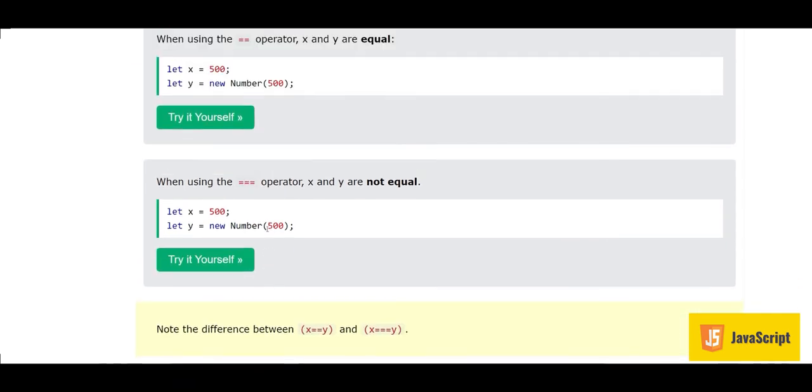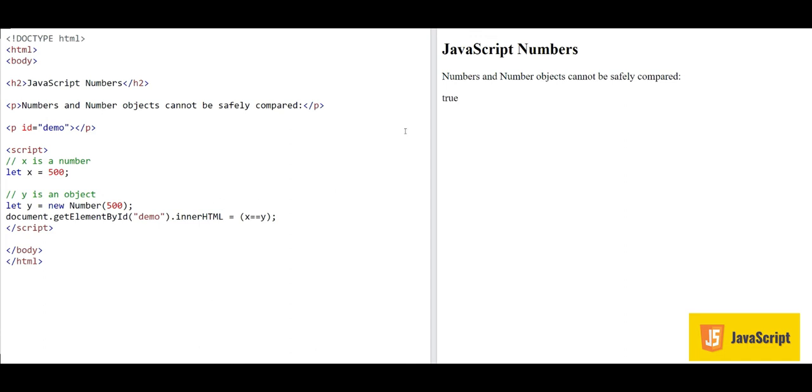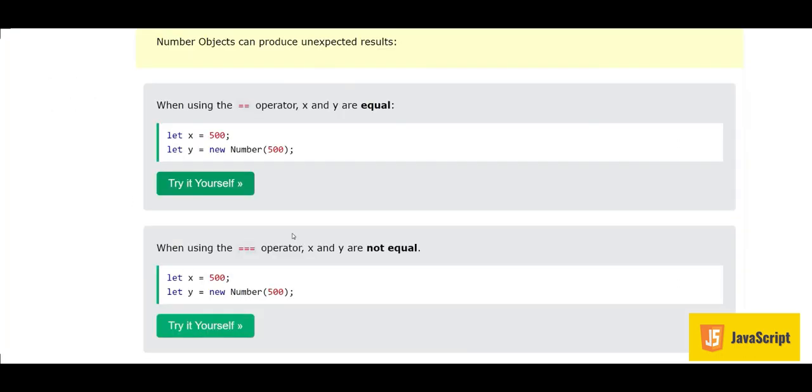And at the end, what we are going to do is compare using the equality operator. We are using this equal operator on x and y and see if they are equal or not. And yes, they are equal. x is equal to 500 and y is equal to new Number(500), and the answer is true. They both are equal because they have the same value.